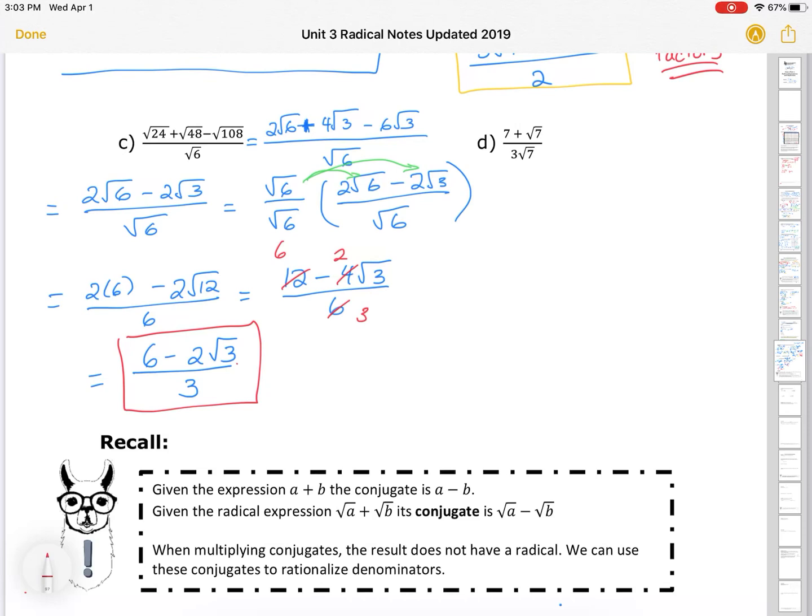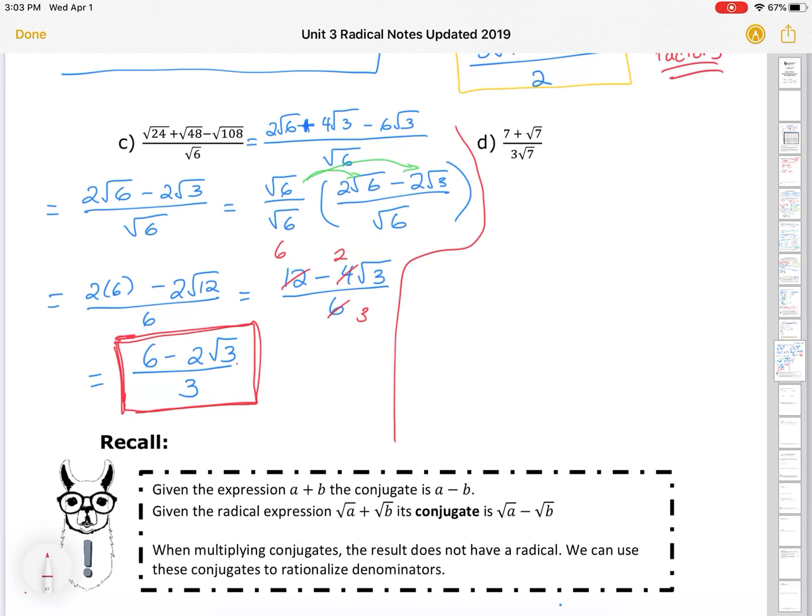Now, you may look at that and say, but miss, can't I divide 3 out? Well, no, you can't, because this 3 here is under the radical. When you're dealing with numbers that are not radicals, you can't just divide them. So this is as simple as it gets. We can't divide that 3 out of the top and the bottom. Okay, and let's do the last one.